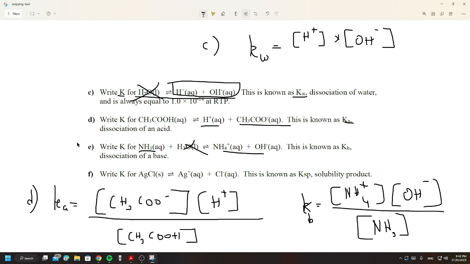Okay. So we did part E, part D, part C, part F here. Write down K for KSP. So here, what do we have? Solid, don't consider. Aqueous and aqueous.